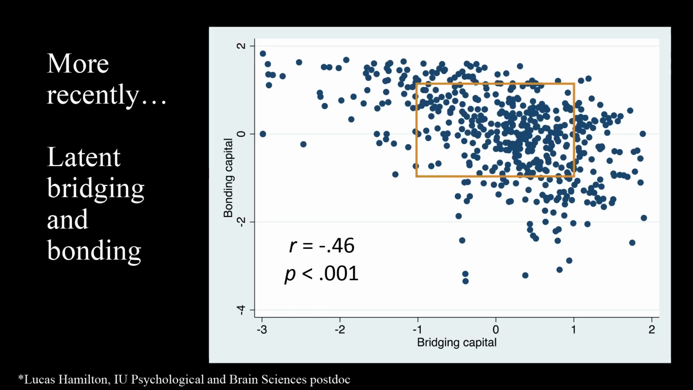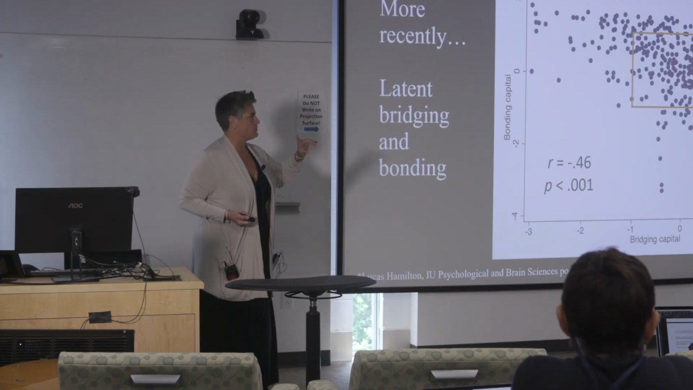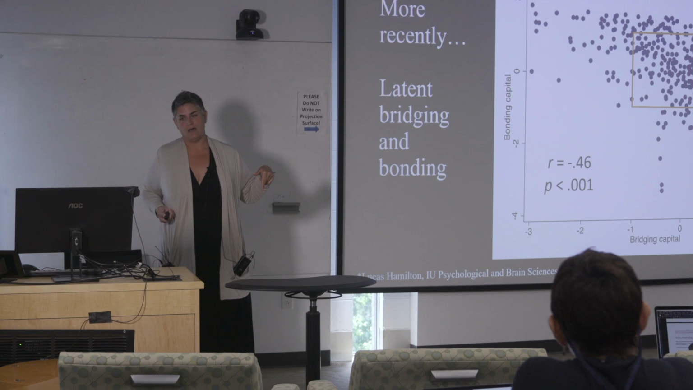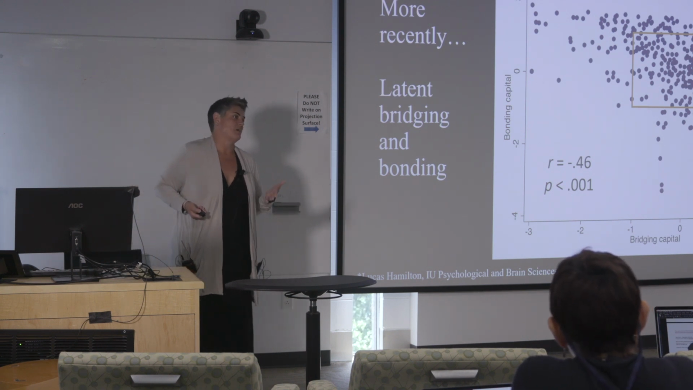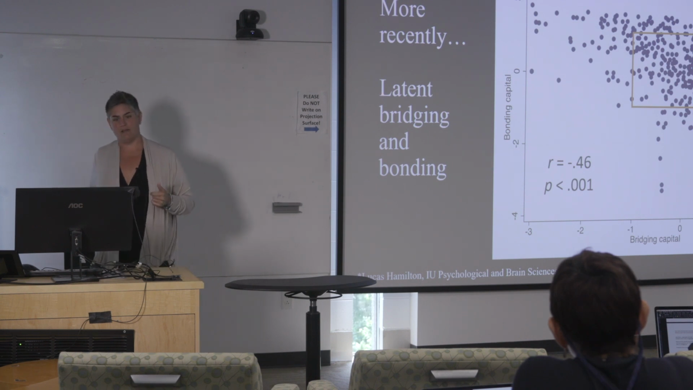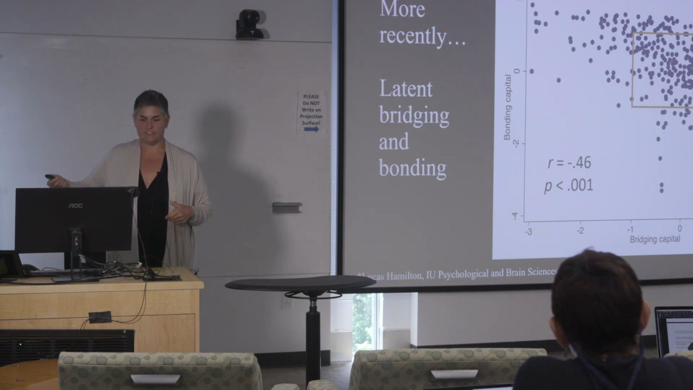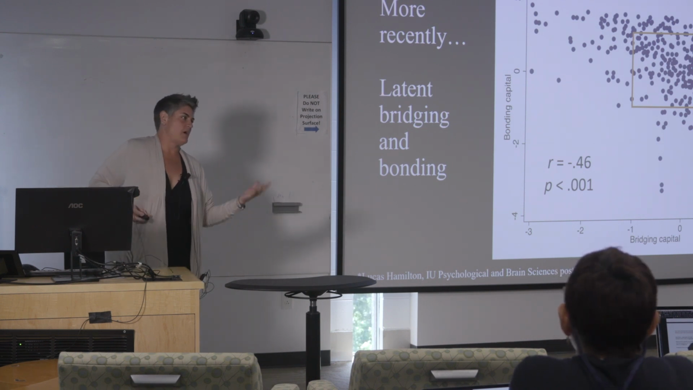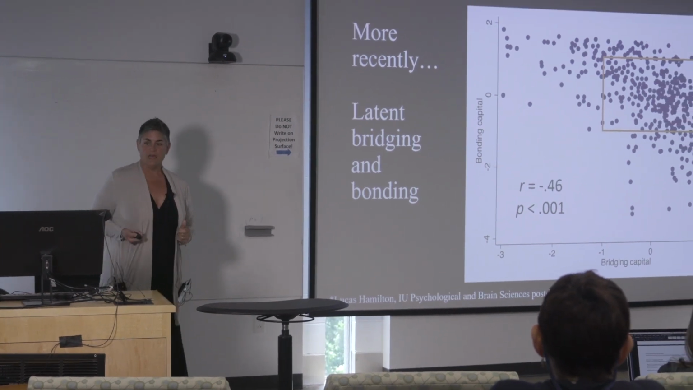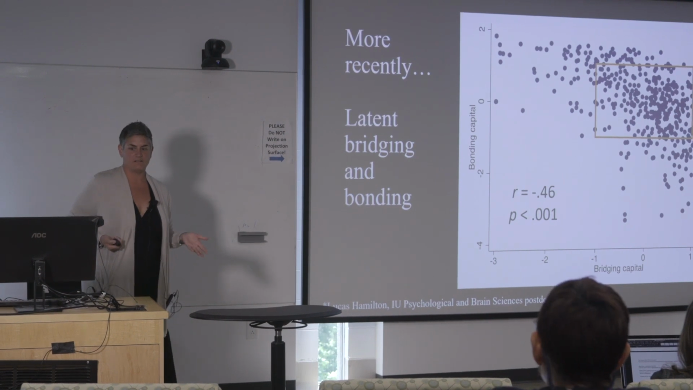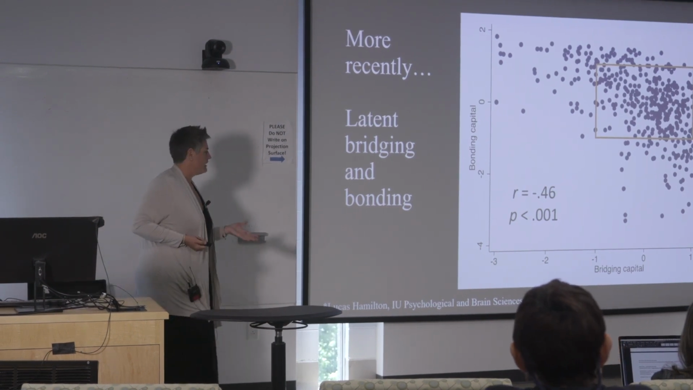Anyway, more recently, we started with the latent bridging because when we were looking at that first really messy graphic, you could see that it was really the bridging things that were popping up. So we're trying to figure out, bridging's great, what about bonding? What does bonding do? So recently we've started looking at latent variables for bonding as well. And what's interesting is that they're pretty highly negatively correlated.